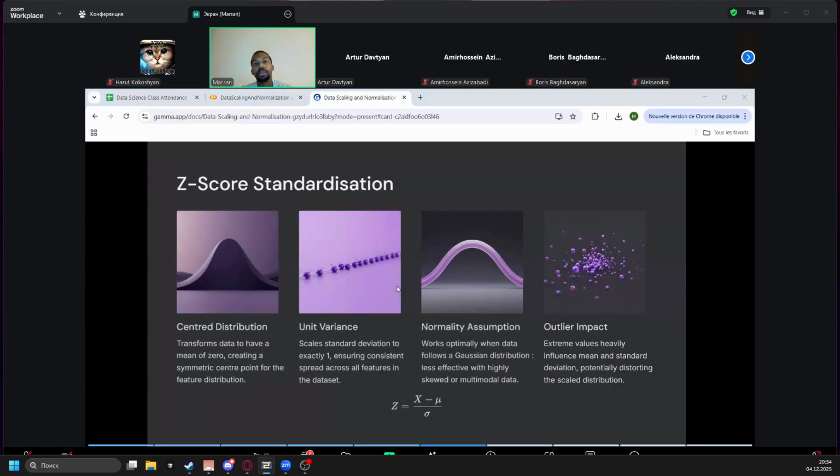Then we have standardization. Standardization is another scaling technique, another normalization technique, which uses the z-score. Here is the formula: z equals x, our actual value, minus the mean of our population, over the standard deviation.